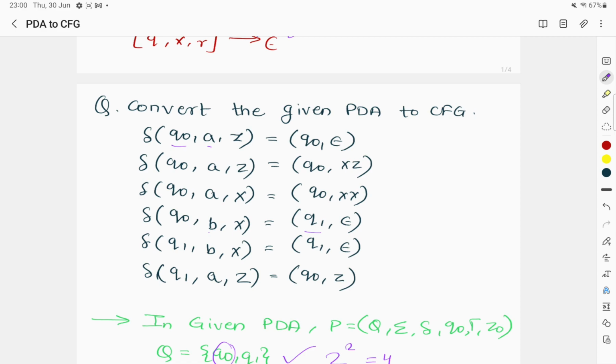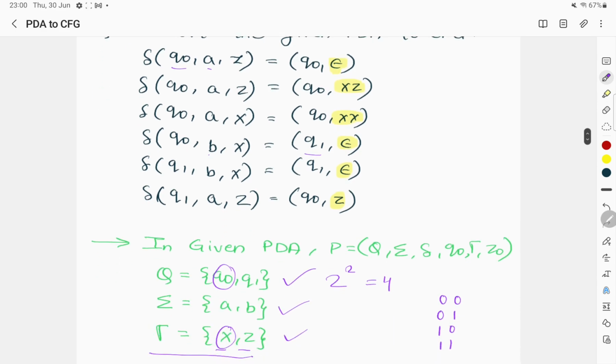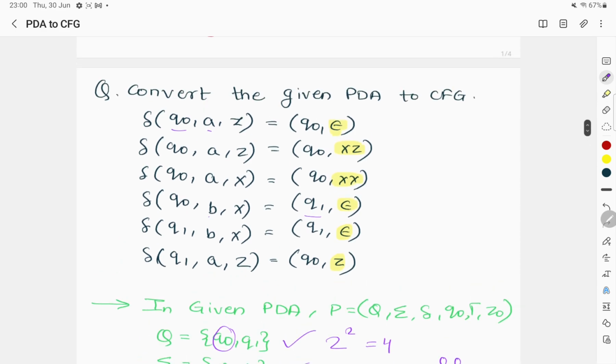If you just observe the right hand side of all the transitions, what is this having? All those are having tape symbols. Tape symbols are nothing but X and Z. So I am doing some push operation here. So push X and Z on the stack. Push XX on top of stack. Here I am pushing Z on top of stack. But whenever I have epsilon here, what does it mean? Epsilon means pop.